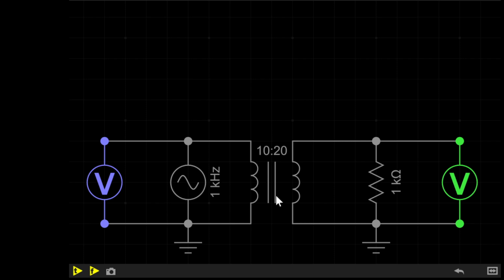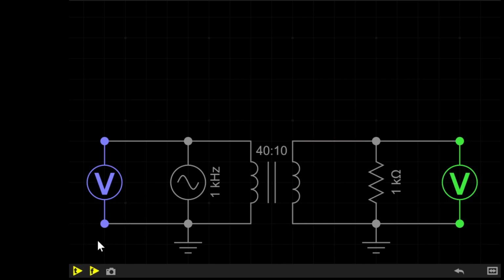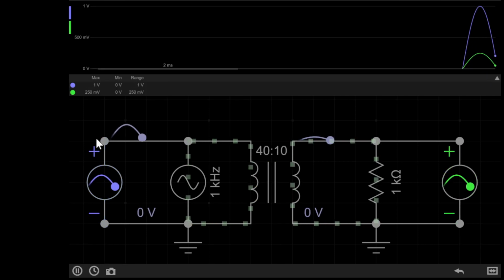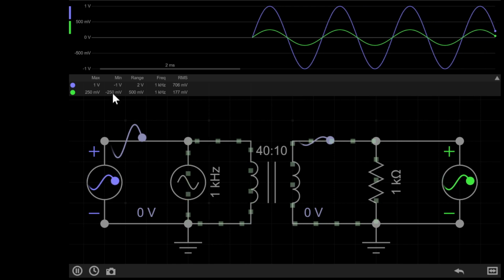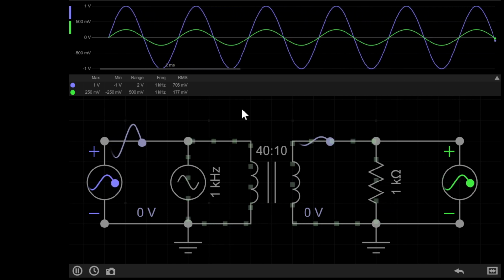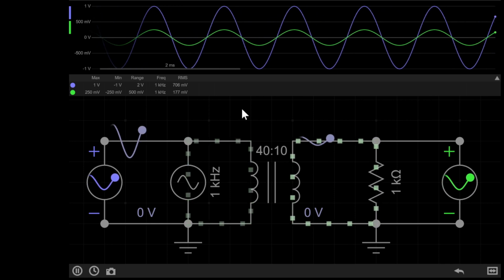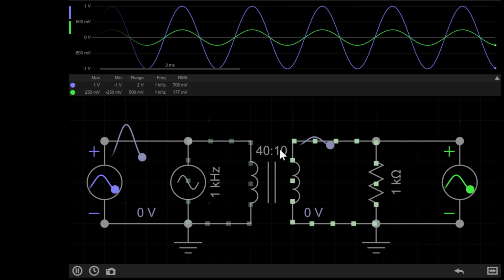If we now change the turns to 40 on the primary and then 10 on the secondary and simulate the circuit, you can see we get 1 volt on the primary still, but we now have only a 1/4 volt peak to peak on the secondary. So our transformer is now a step down transformer because it decreases the voltage with a turns ratio of 4. So 40 divided by 10 is 4.